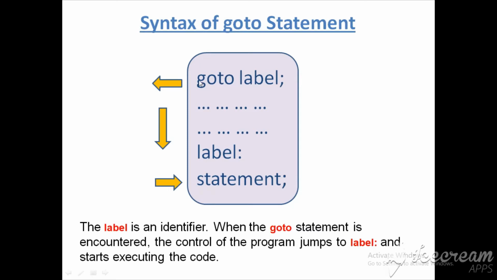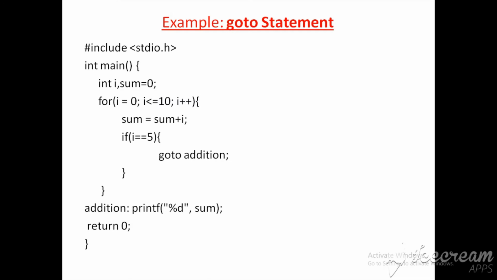The label is an identifier. When the goto statement is encountered, the control of the program jumps to that label. So whenever it executes the goto statement, the control of the program jumps to the label and starts executing the code. After executing the goto statement, it jumps to the label and executes the statements inside the label. Next, here is a simple example of how to use the goto statement.